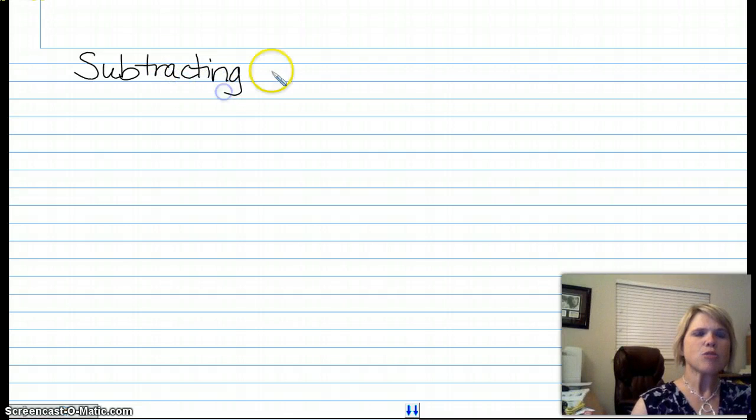The next strategy is called subtracting back. As you're writing this, I want you to think about what that might mean. Subtracting back.